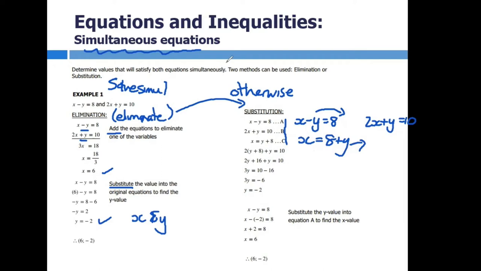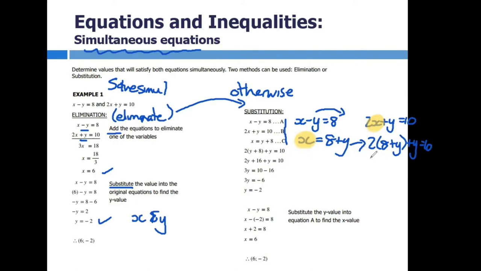So everywhere I see an x, I am going to replace it. Okay, there's my x. I'm going to replace the x in the other equation with the 8 plus y. Okay, so we're going to have 2. I don't think the yellow is very easy to see, so let me change that. 2 times by the 8 plus y equals 10.